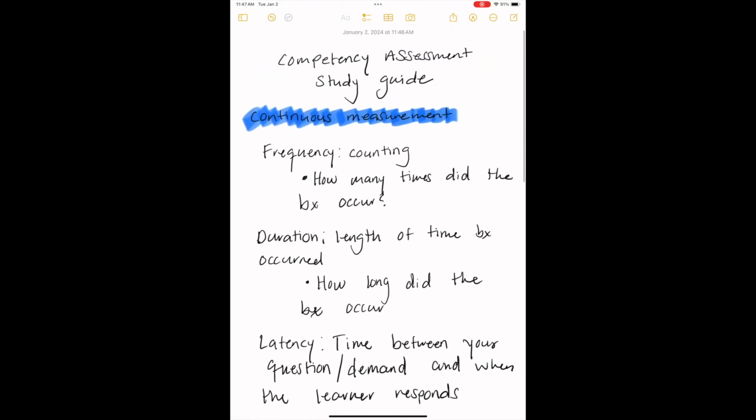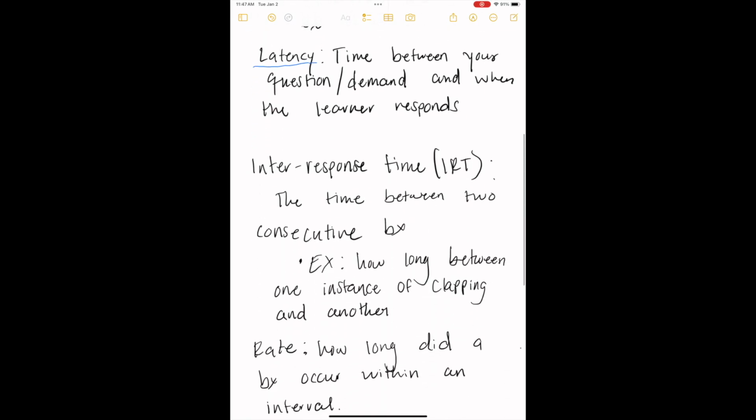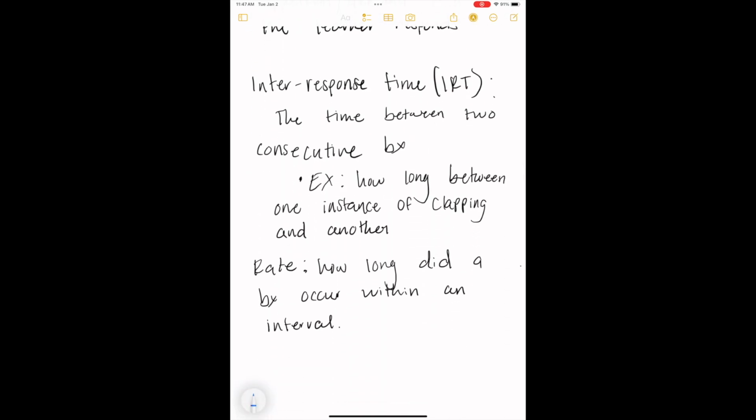So let me go here so you can see it better. Frequency, duration, latency. And then we have inner response time, IRT, rate, and then I will highlight the example right here. Okay, so that is all continuous measurement.